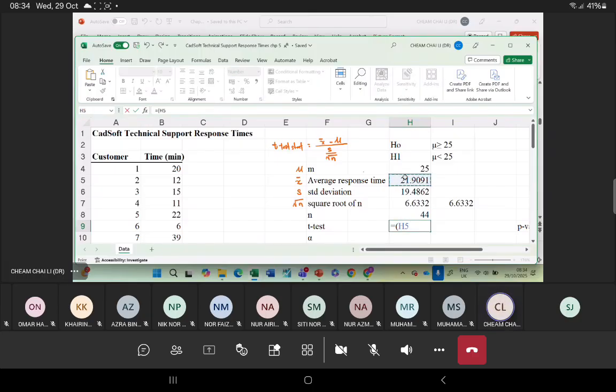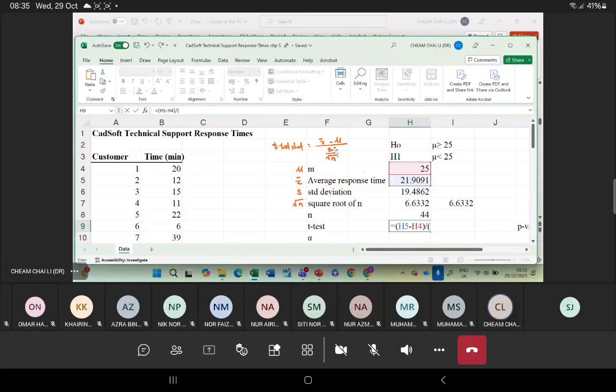I just click the x bar value, dia punya cell, and then I go to minus with mu, right? Minus with mu. You can look at the mu based on the historical data, right? The mu is 25. Click yang ni. Okay? Kalau you nak type 25 pun boleh. Okay, so we have substitute the two values in the numerator.